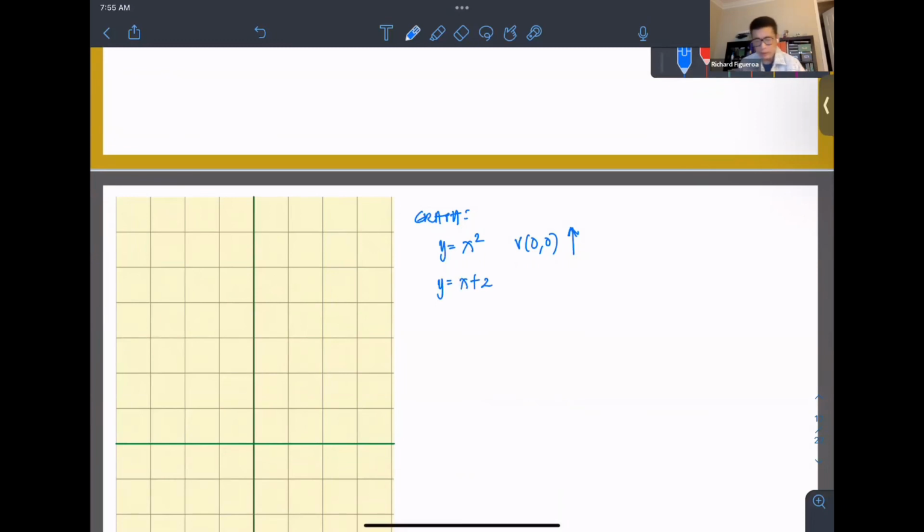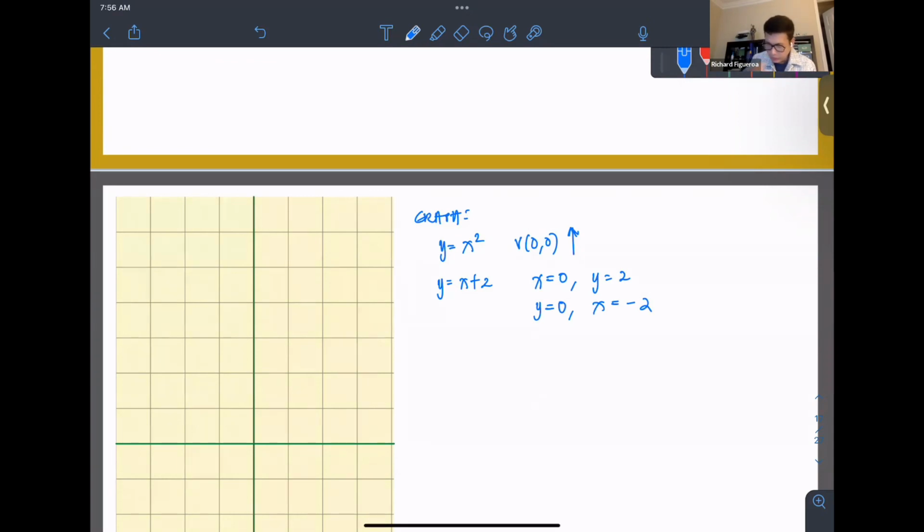To graph this one, we get the x-intercept and the y-intercept. We substitute x equals 0, so we can see that y equals 2. Then when y equals 0, x is negative 2. When x equals 0, y equals 2, and when y equals 0, we transpose the positive 2, and it becomes a negative 2.